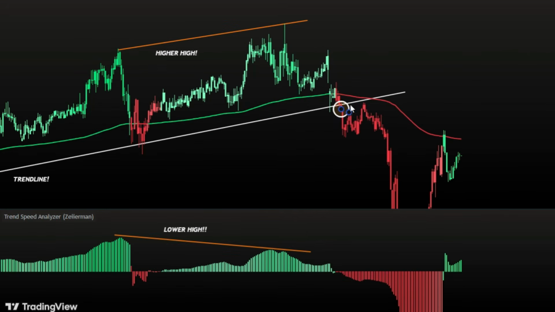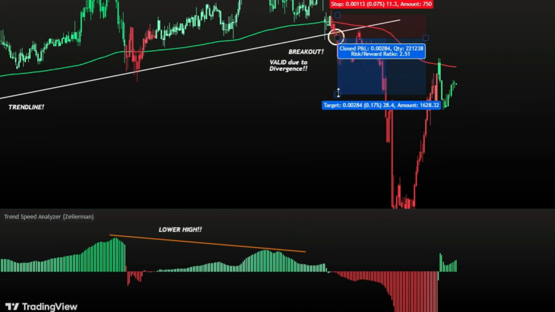Now, with both these signals in mind, once the breakout happens from both the trend line and the indicator line, I'm ready to open a short trade, because the divergence makes this short signal much more likely to be valid, giving me a higher probability setup for a reversal.